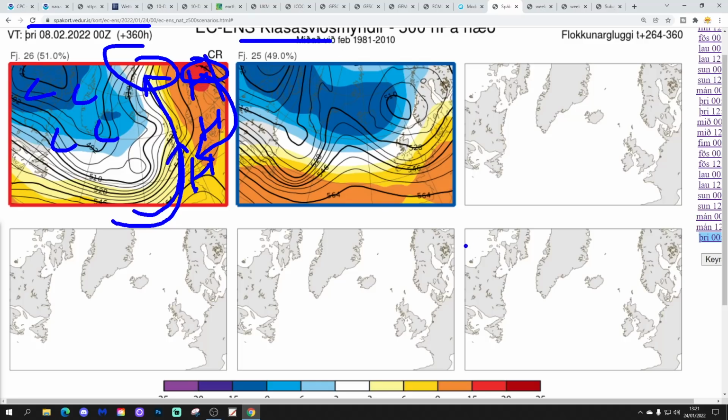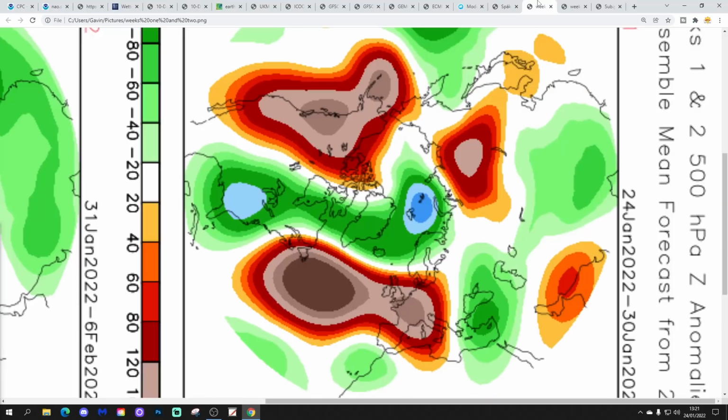And then 25 looking as flat as a pancake with high pressure to the south and low pressure to the north and winds in from the west. That's going to be very zonal.